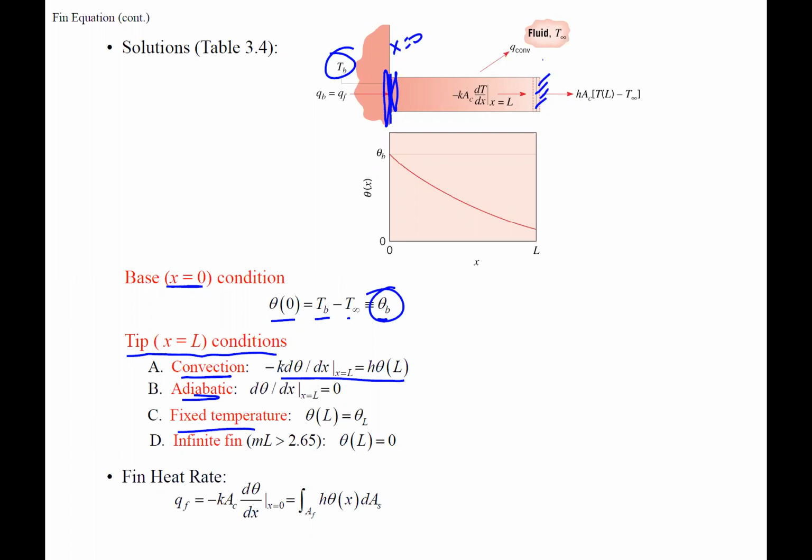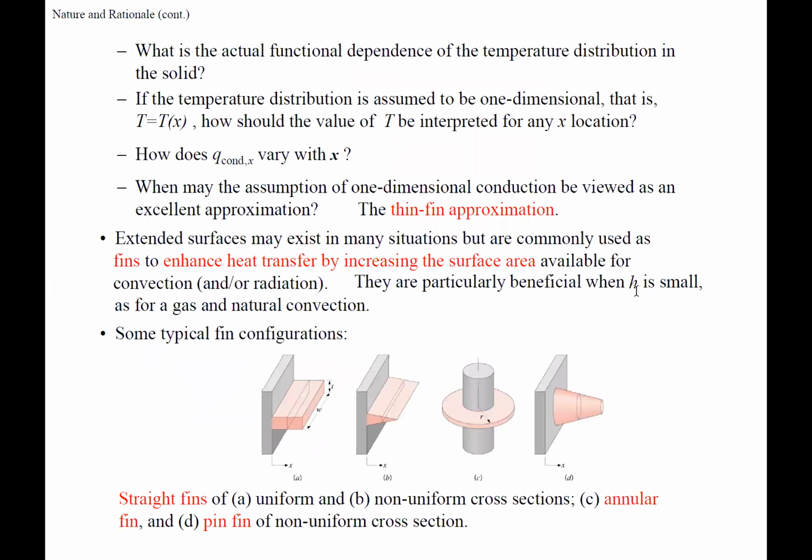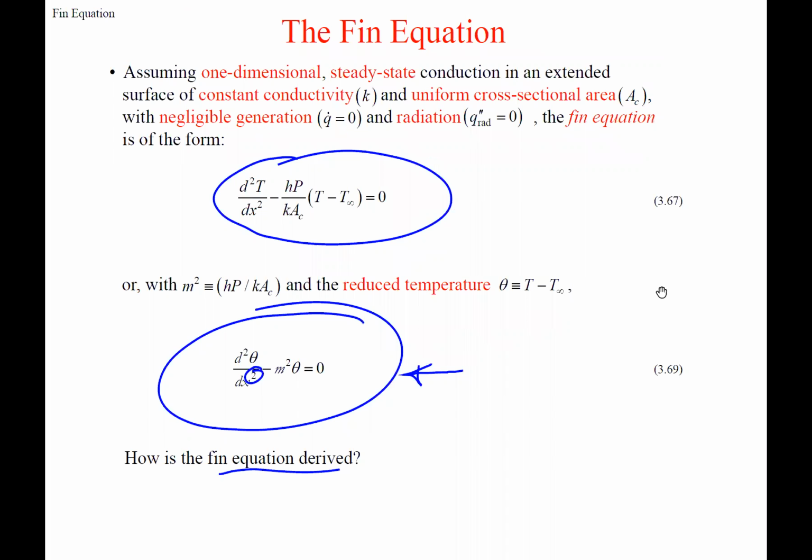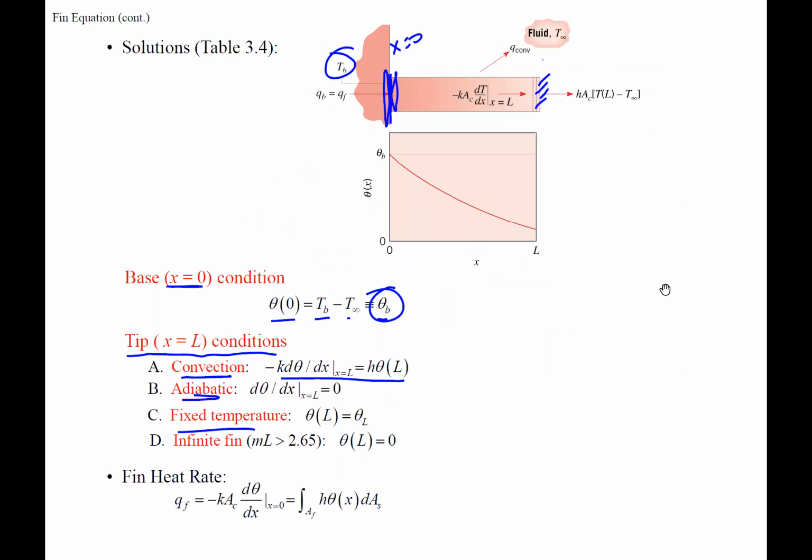Fixed temperature is more what we saw right here. This is a fin, temperature 2 and temperature 1, where this could be the temperature of the base that we know, and this is the temperature at the end of the fin at the tip. Okay, that's that one. And then infinitely long fin, okay, is the last case.